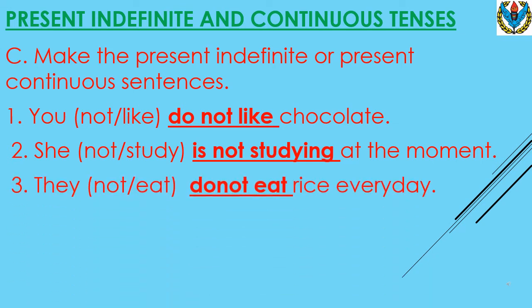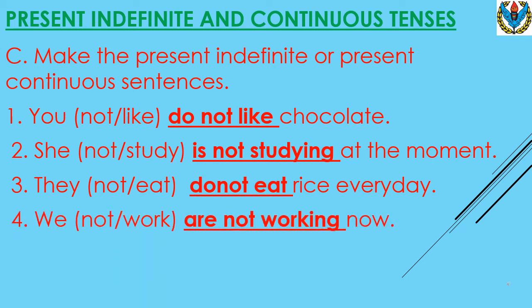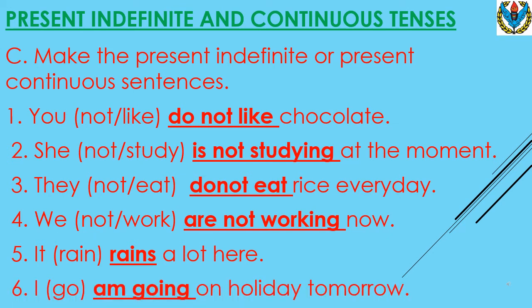Number 3, they do not eat rice every day. Indefinite tense, it's a fixed habit. Number 4, we are not working now. Now indicates that this thing is happening at the moment. Number 5, it dash a lot here. It rains a lot here. This is indefinite tense. It means that it always rains a lot here.